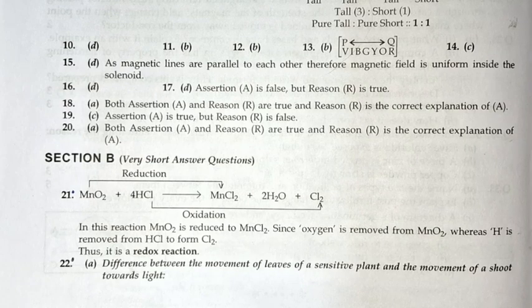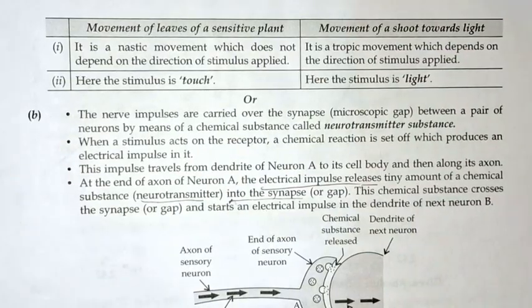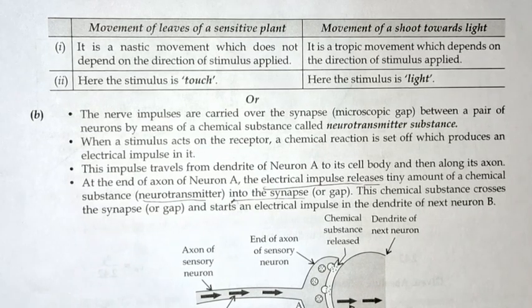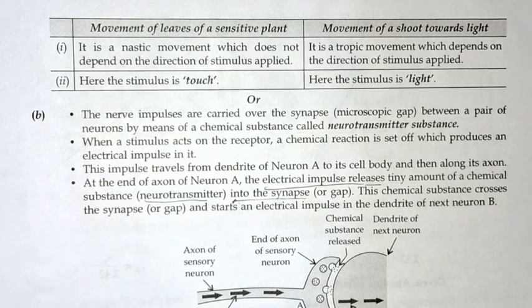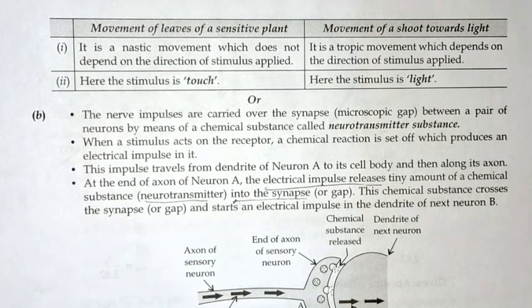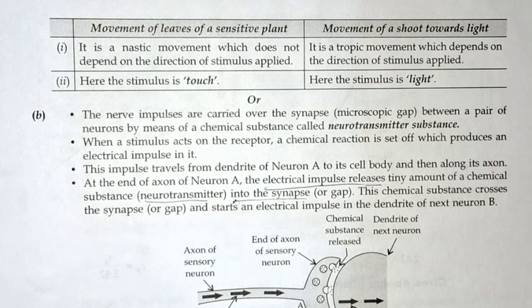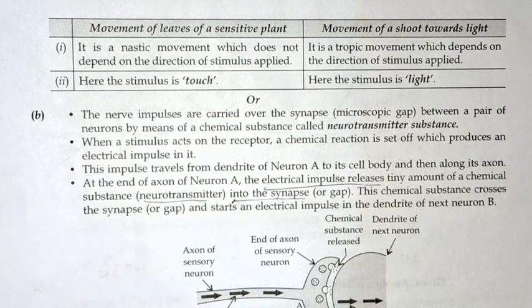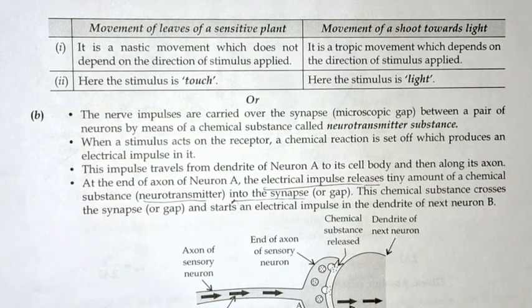In question number 22, we have to give the difference between movement of leaves of a sensitive plant and movement of shoot towards light. In movement of leaves of a sensitive plant, the stimulus is touch, and towards light, the stimulus will be light. Towards light it will be a tropic movement, and movement of leaves, that can be the example of a chui mui or touch me not plant. It is a nastic movement.